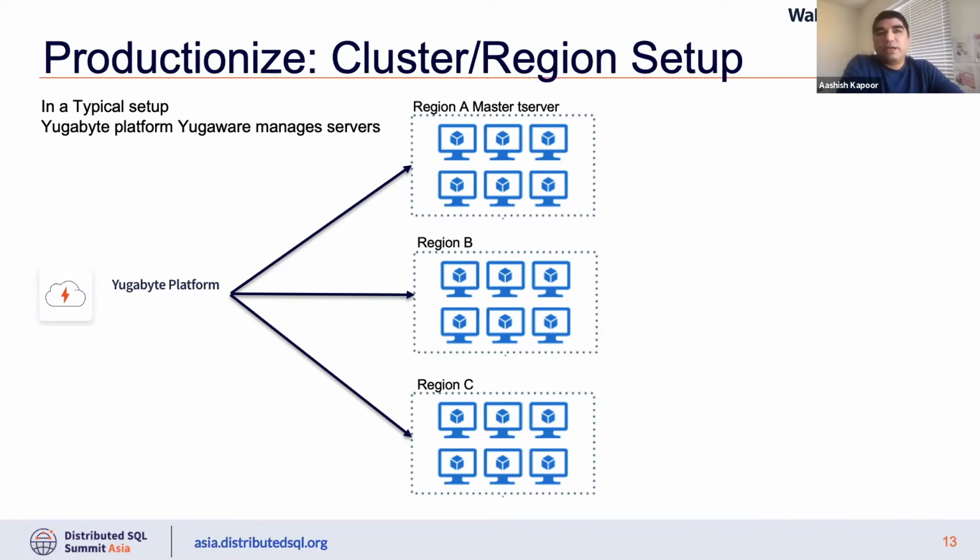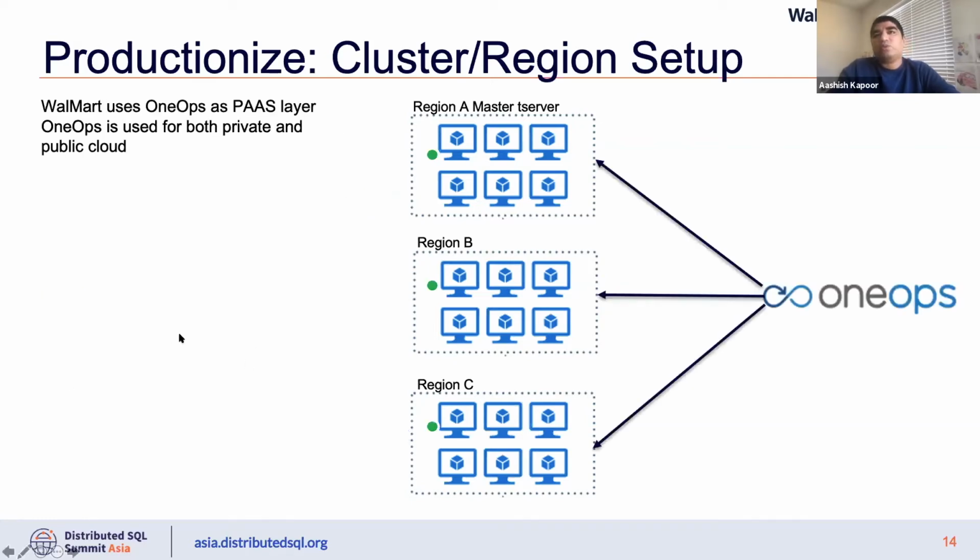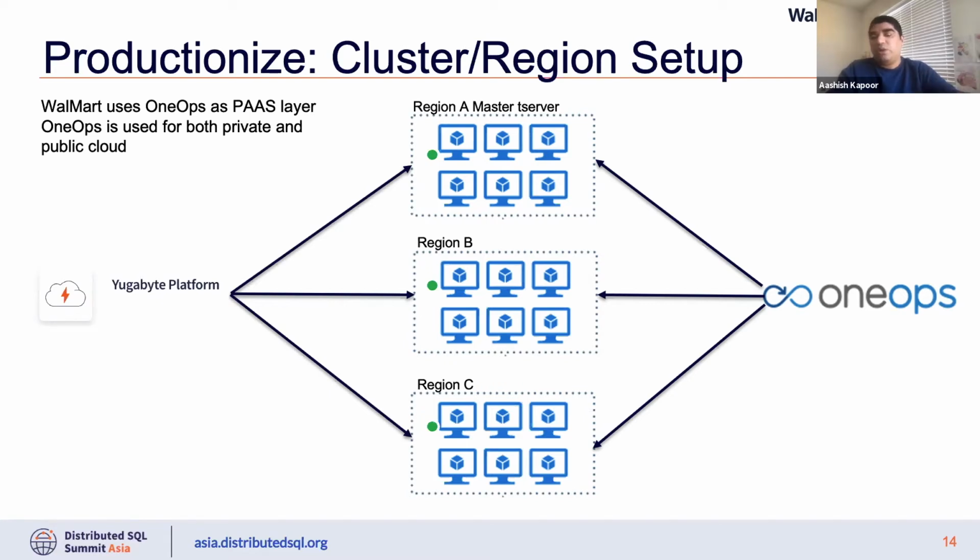So in these slides, we'll be talking about how we did the productionization of our cluster and region. We did the 3-region setup. And as we discussed earlier, these could be private or public cloud. In a typical setup, the YugaWare platform manages these servers. Walmart uses OneOps as a PaaS layer, which is platform as a service. OneOps is used for both private and public cloud. So we configure our servers in OneOps and then present them to YugaWare. And from there on, YugaWare manages them for the Yugabyte data center, for the Yugabyte cluster.